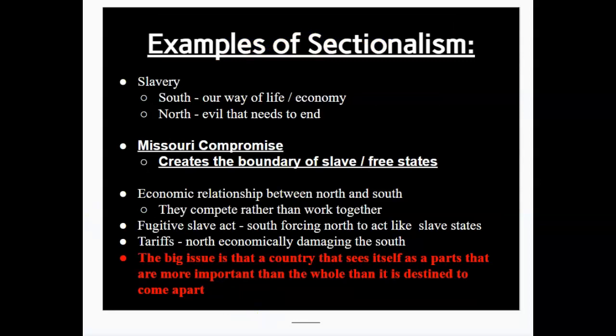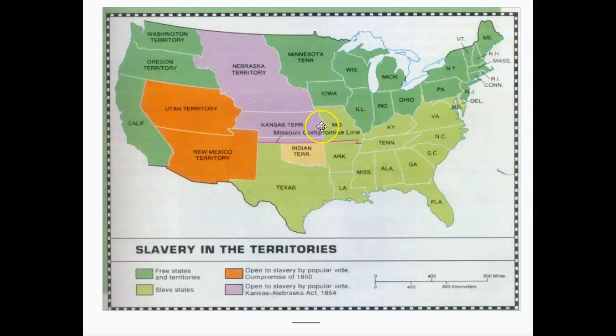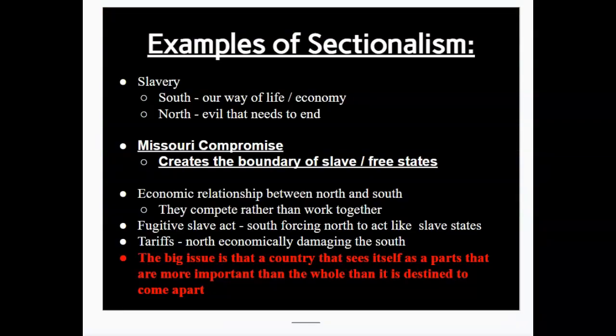All right, so let's jump ahead a little bit. We're going to talk about the Compromise of 1850. That is what gives us the Fugitive Slave Act. That's what lets California into the Union. Now remember, California, if we go look at this map, it's above and below the Missouri Compromise line. The Missouri Compromise line says all above free states, all below slave states. California comes in and they're like, hey, what about? And they're like, okay, Compromise of 1850.